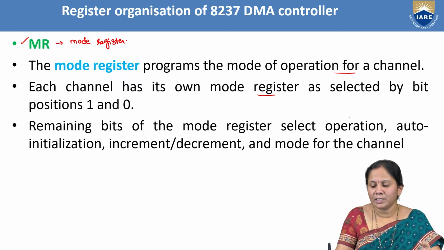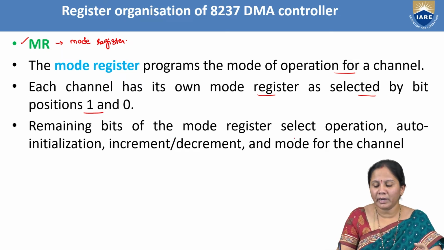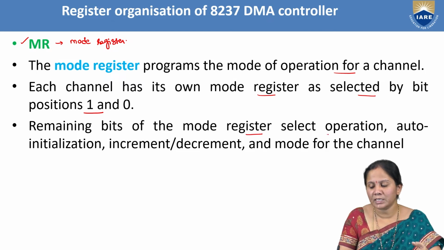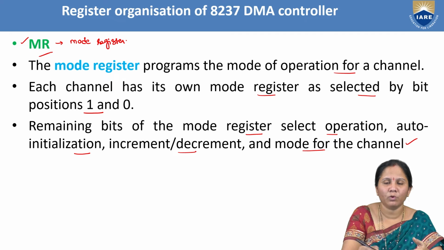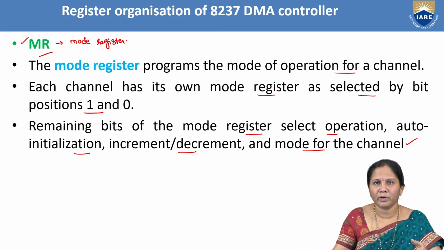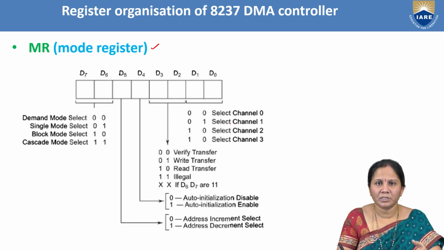Here the first bits of this mode register will decide the channel selection, and the remaining bits of this register will decide the mode register selection, auto initialization, increment, decrement and mode of the channel. All these parameters will be decided by the remaining bits of this mode register. We can see the format of this mode register. Here this mode register is an 8-bit register.